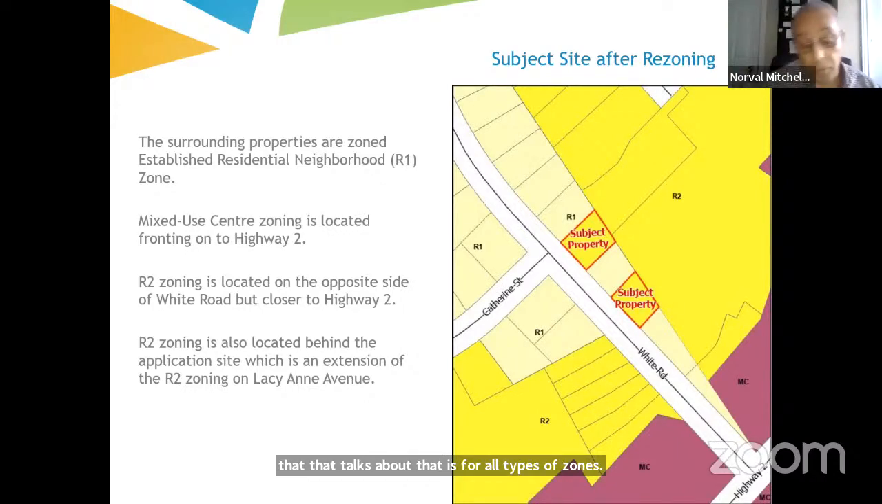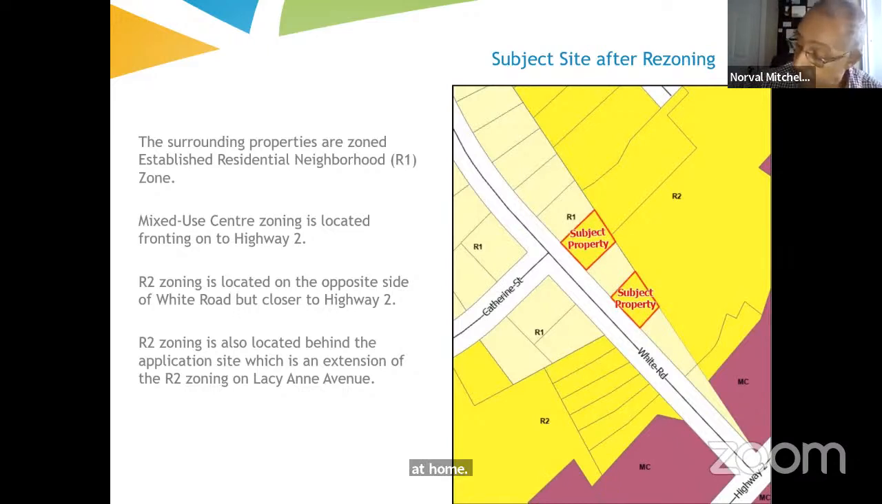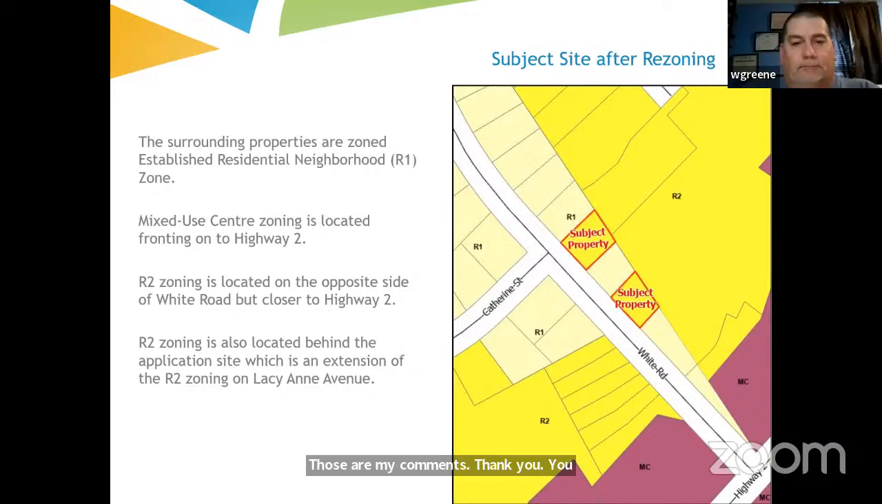I just noticed that up on the Elmwood Estates, there are two duplexes on the cul-de-sac surrounded by single unit homes, and those are my comments. Thank you, Councillor Musa.